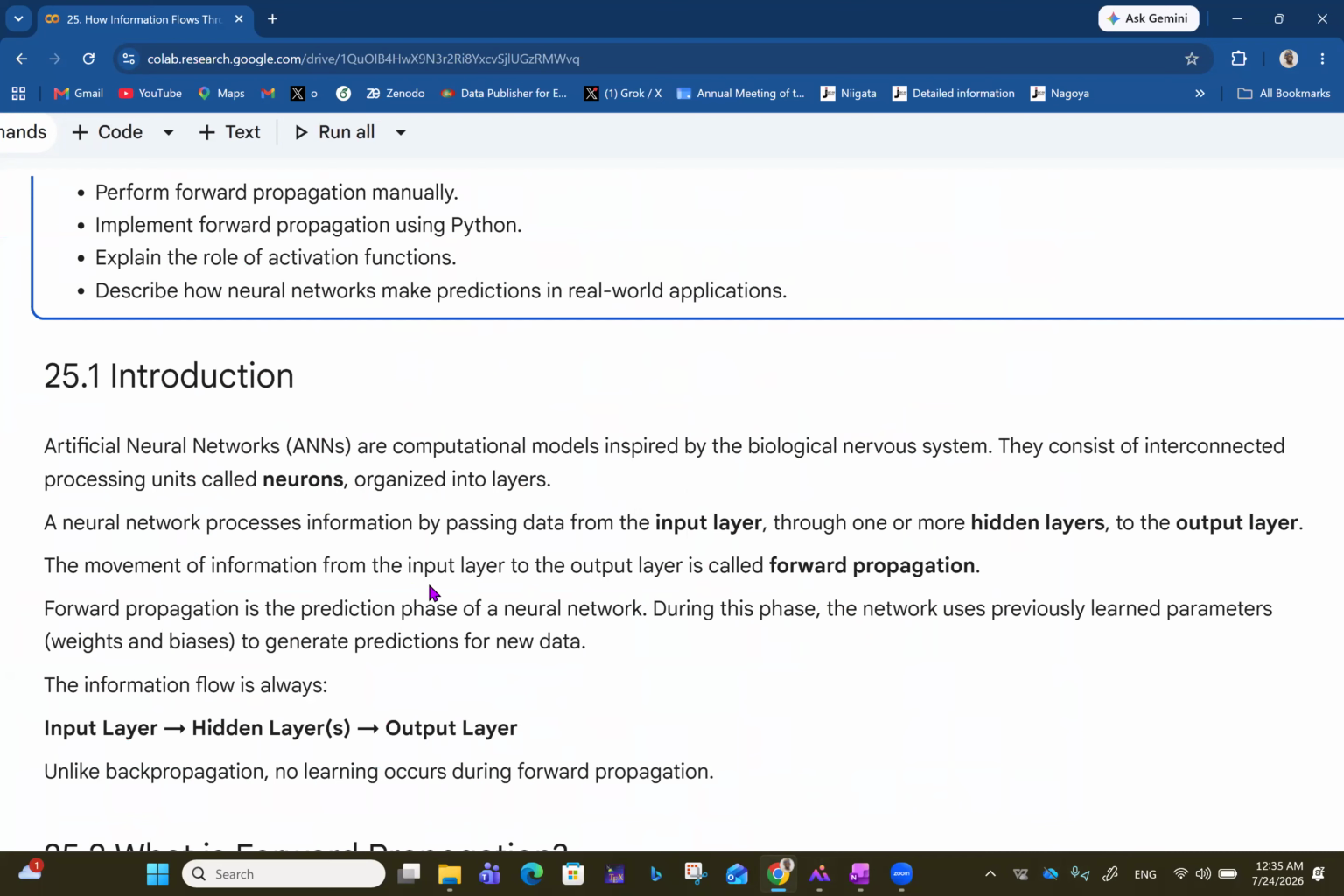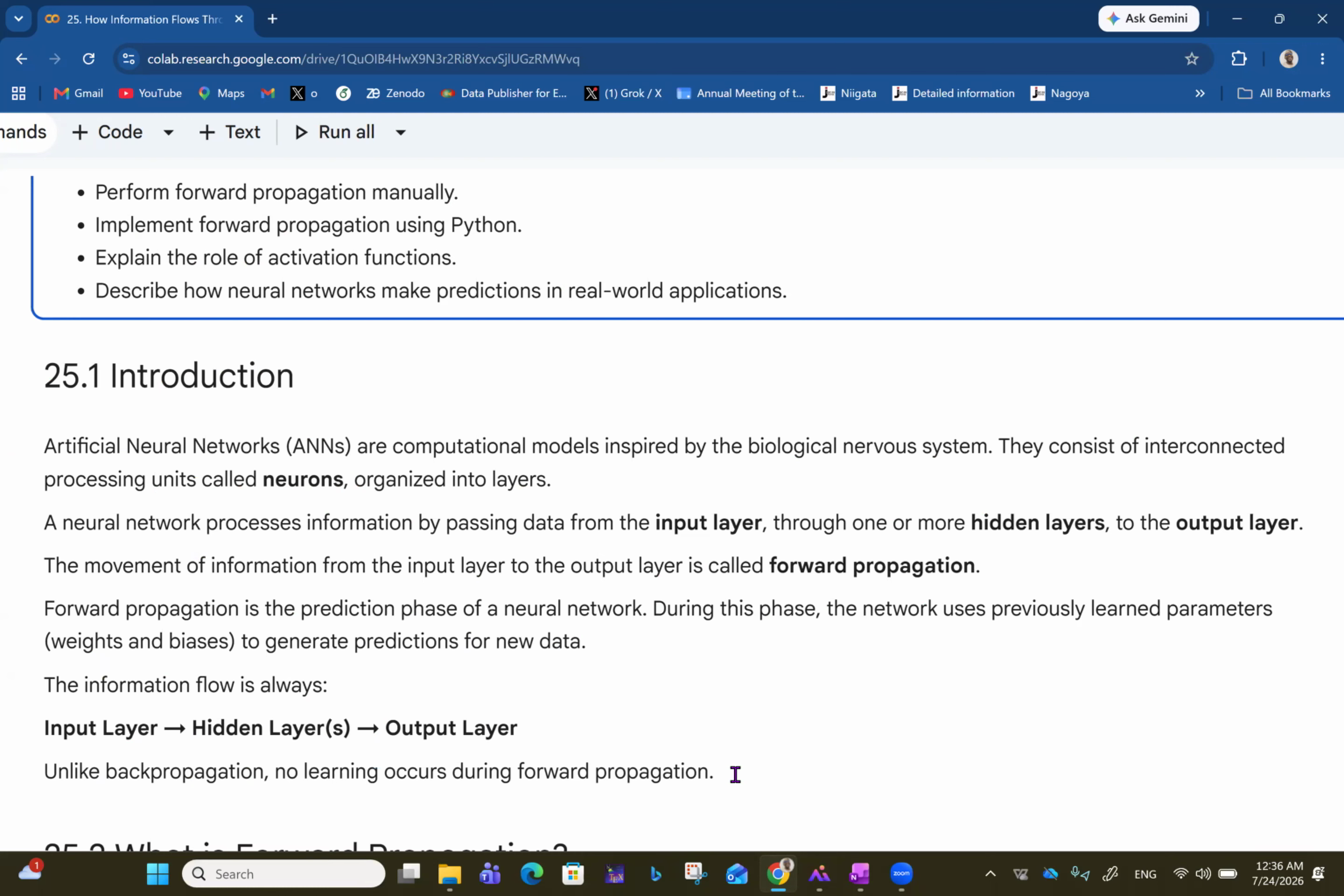The movement of information from the input layer to the output layer is called forward propagation. So from input to output, you have forward propagation. Now, forward propagation is the prediction phase of a neural network. During this phase, the network uses previously learned parameters like weights and biases to generate predictions for new data. The information flow is always the input layer, then the hidden layers, as many as possible, and then the output layer. Unlike backpropagation, no learning occurs during forward propagation.